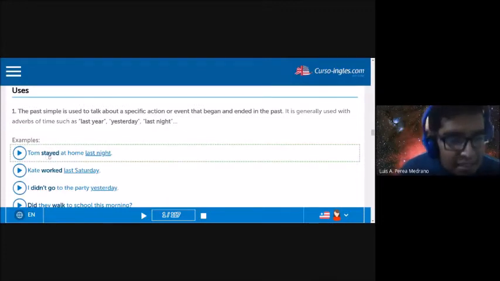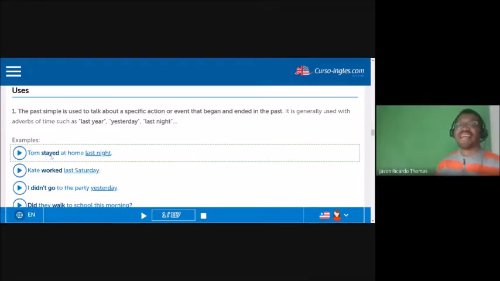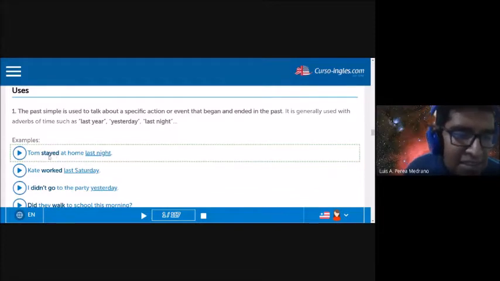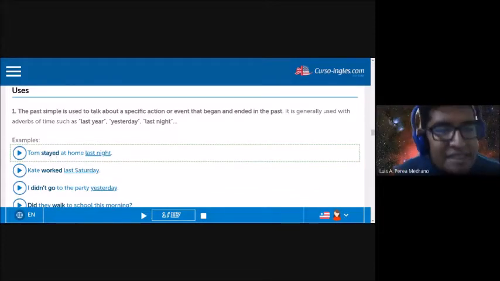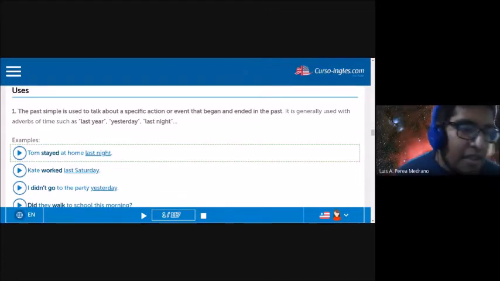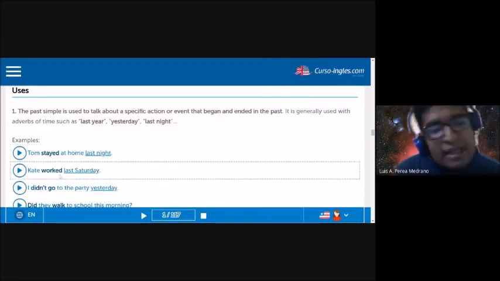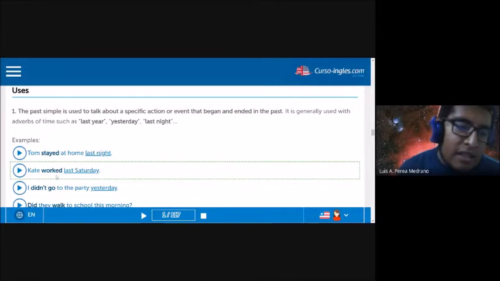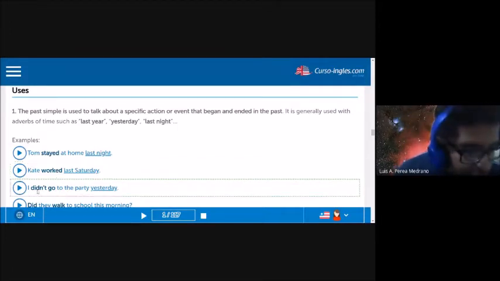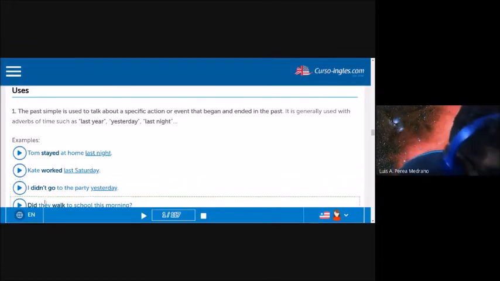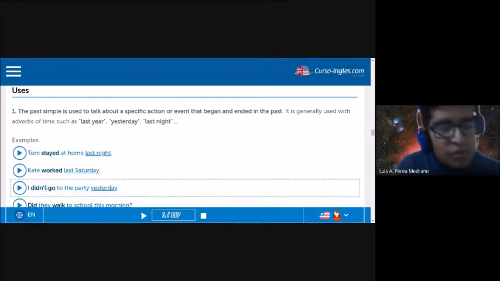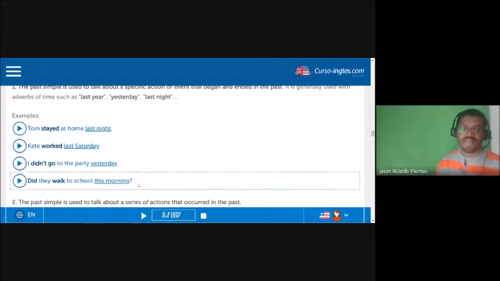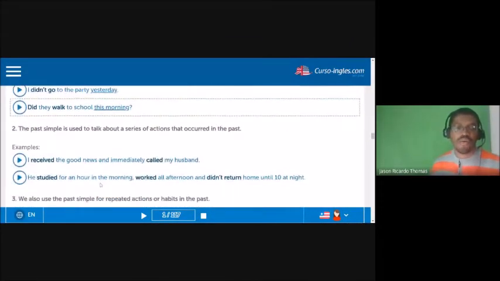For example, Tom stayed at home last night. Kate worked last Saturday. I didn't go to the party yesterday. Did they walk to school this morning? Good. This morning? This morning, right? So that's use number one.